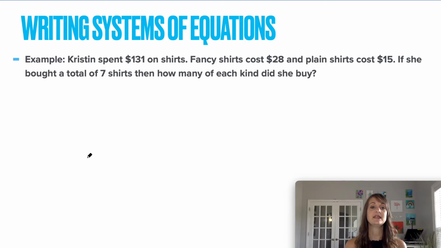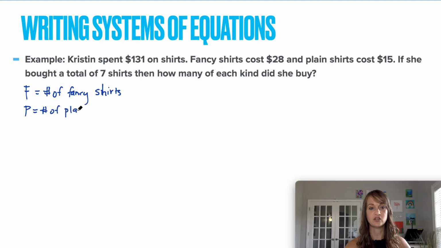Next, we have an example of Kristen who spends $131 on shirts. Fancy shirts cost $28 and plain shirts cost $15. If she bought a total of 7 shirts, how many of each kind did she buy? So I now know that I'm looking for the number of fancy shirts and plain shirts. So I'm going to say F represents the number of fancy shirts, and P is going to represent the number of plain shirts that she buys.